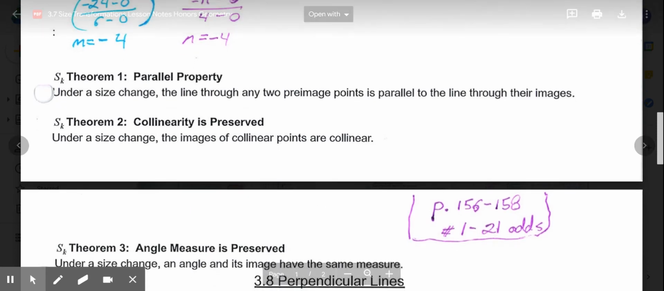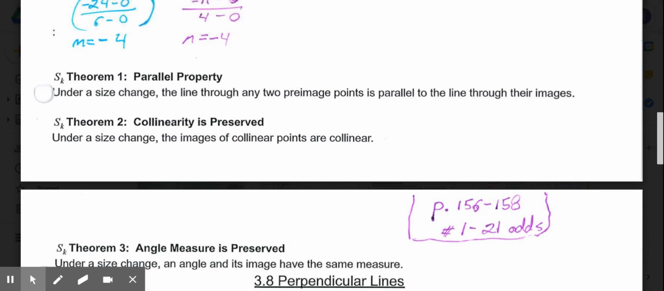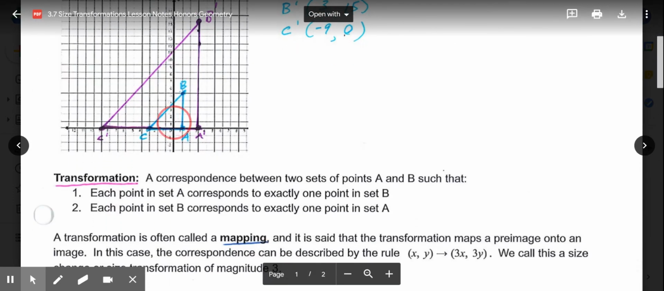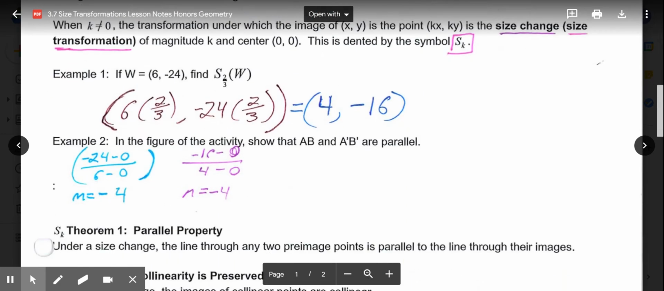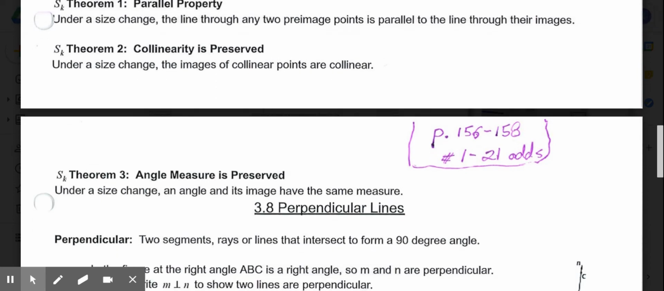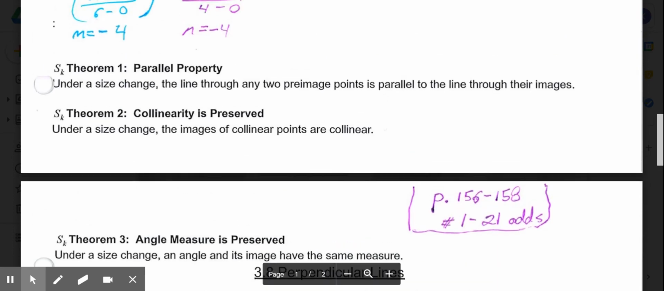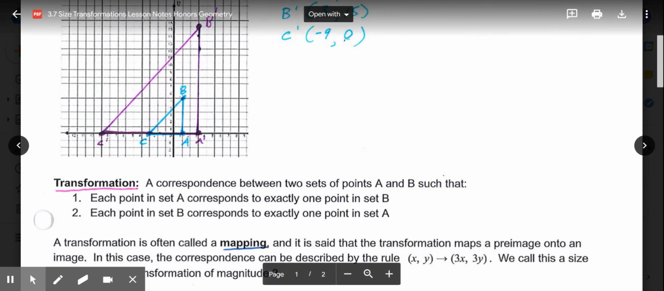So then we have collinearity. Collinearity is preserved as part of theorem 2, which says under size change, the images of collinear points are still collinear. Collinearity being preserved means if in the original preimage, B and C are collinear, in our final image, they will also still be collinear. And then our final theorem here, theorem 3, is the angle measure is preserved. So under a size change, an angle of the image will have the same measure as the angle of the preimage. So angle BCA down here will have the same angle measure as B prime C prime A prime. That angle measure is preserved under the size transformation, so it doesn't change.